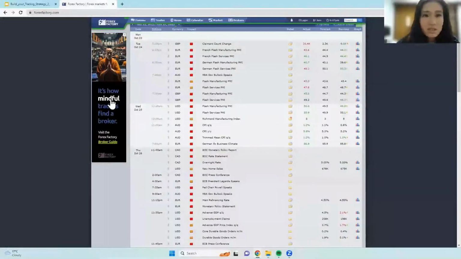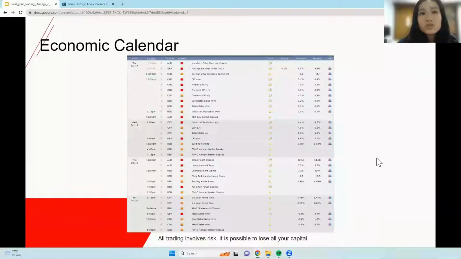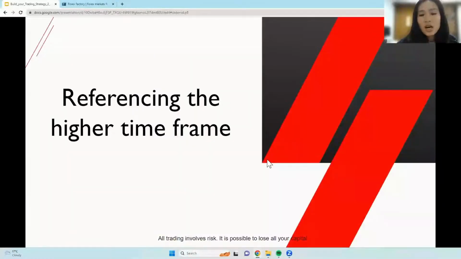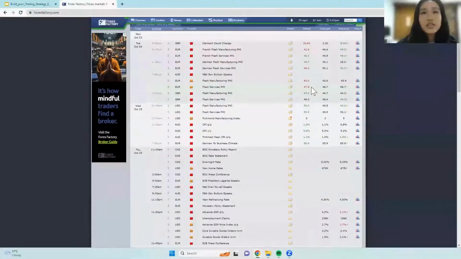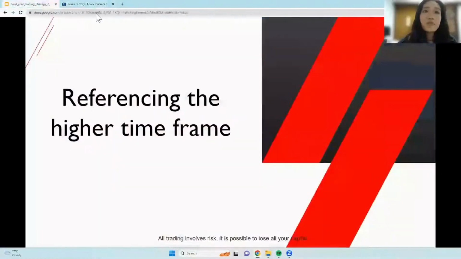Okay, so let's get back to our slides. It's important to use an economic calendar when you day trade, because day trading in particular will be affected. Whenever a news release is out, you could see it go up or down. So it's important to take note of your fundamentals when you are day trading. Okay, next, let's move on.